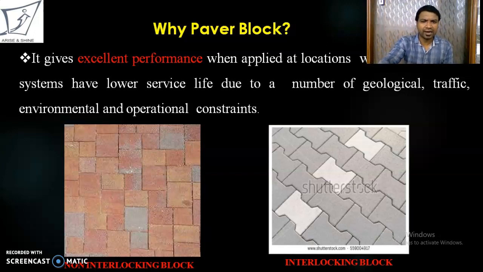So this one is a non-interlocking paving block, whereas this one is an interlocking paving block. As far as the strength part is concerned, the non-interlocking paving block has relatively low strength as compared to that of the interlocking paving block.